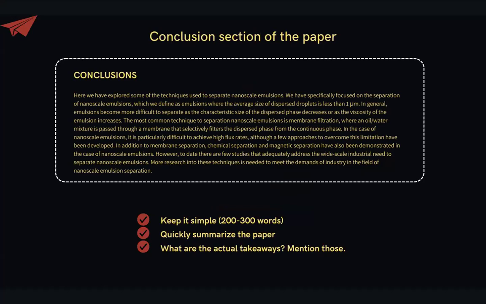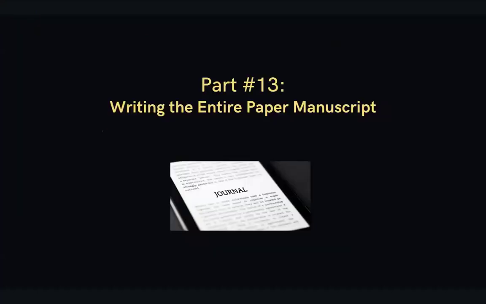The next section is the conclusion section of the paper. It has the same length as the abstract, 200 to 300 words. It quickly summarizes your paper, and it talks about actual takeaways. Like I said, the conclusion is basically a concentrated extract of the results that you've achieved, the takeaways, and the summary of the entire paper. So that is also a comparatively simple section that you can even write at the very end.